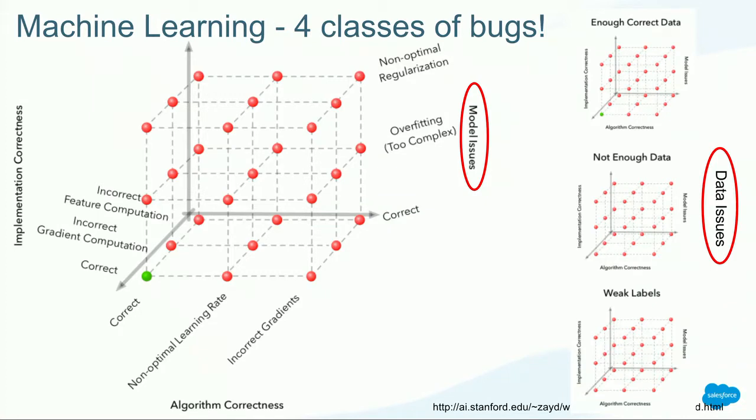Does it have enough correctly identified labels? Is the data balanced correctly? Are there enough examples of positive and negative cases if you're doing a classification problem? Do you even have features in your data that are predictive of what you're trying to predict?